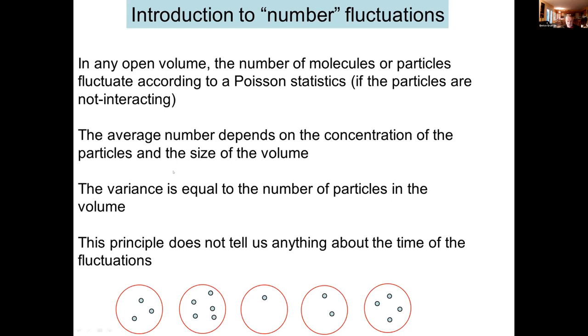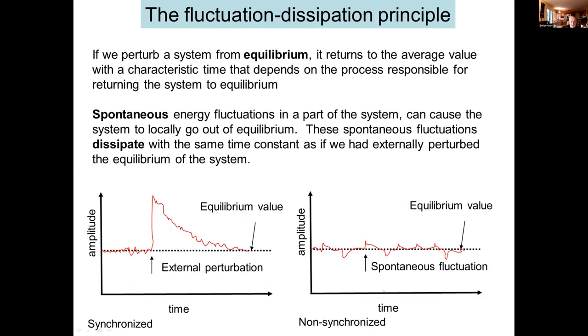The variance of this number, because it's a Poisson distribution, is equal to the number of particles in the volume. And this is very important because that gives us an idea how you can measure the number of particles in a given volume. But this principle does not tell us anything about the time of the fluctuation. And this is important for what I will say in the following.